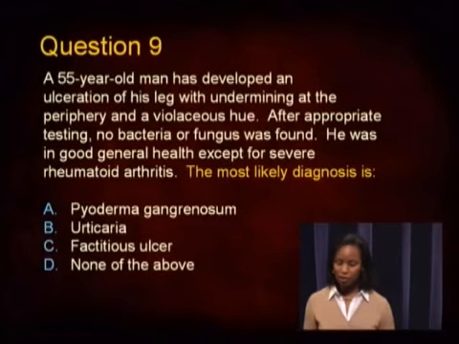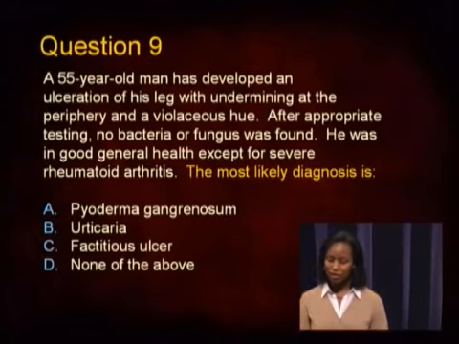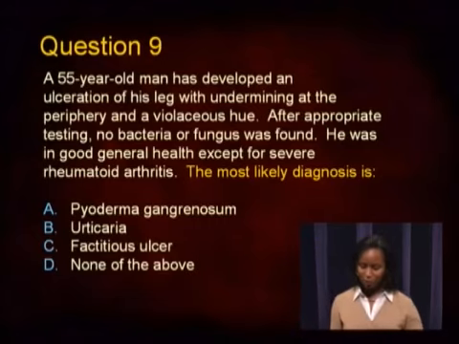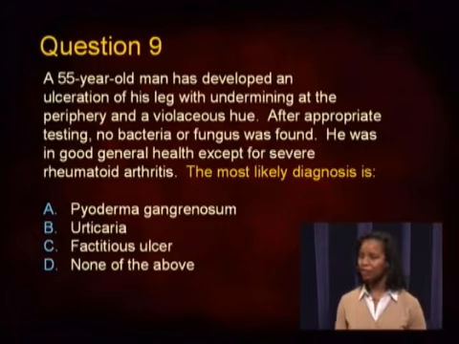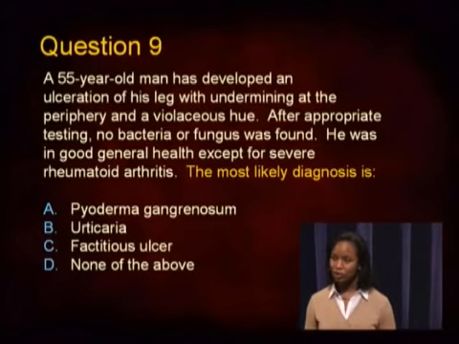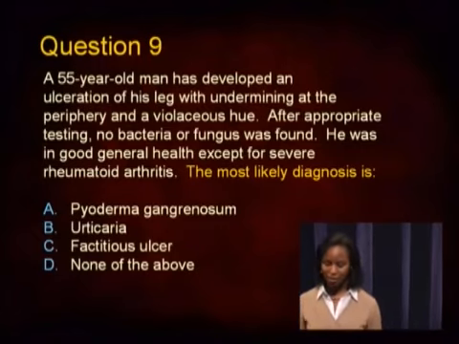So here's another question. This is a 55-year-old man with an ulceration of his leg and undermining at the periphery and a violaceous hue. After appropriate testing, no bacteria or fungus was found, and he's in good general health, except for rheumatoid arthritis. So think about what's the most likely diagnosis here, and we'll come back for the answer for that in just a minute.